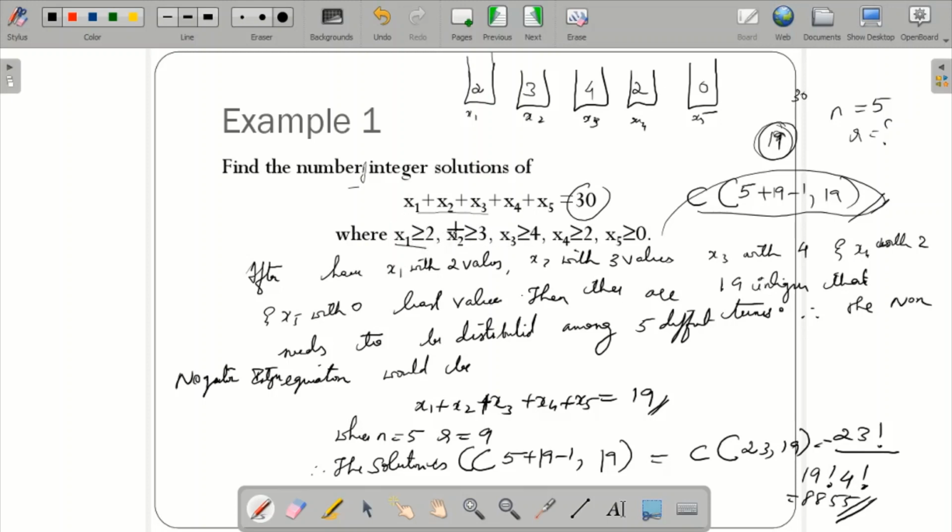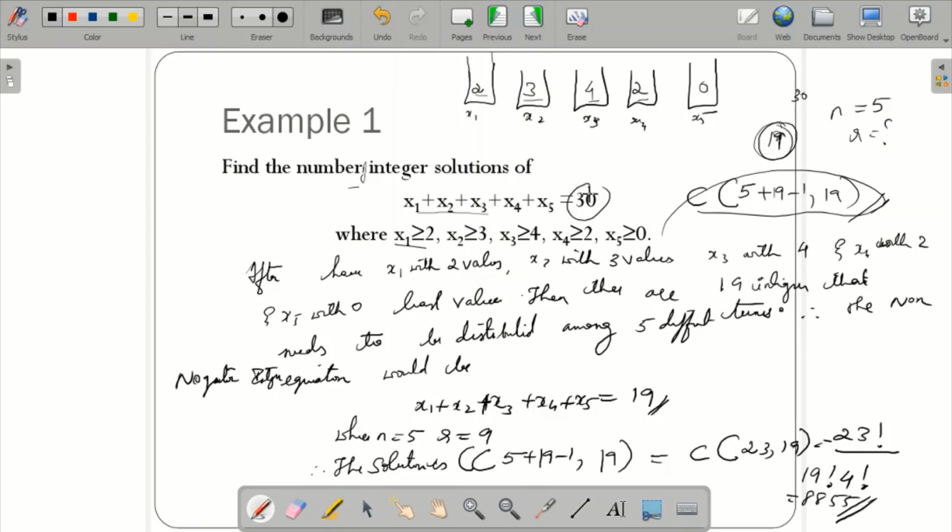Here, instead of all of them being greater than 1, they have given the condition that x1 should be greater than or equal to 2, x2 should be greater than or equal to 3, and x3 should be greater than or equal to 4. So what is happening in all these terms? These are the least values. The minimum they can have is these values.